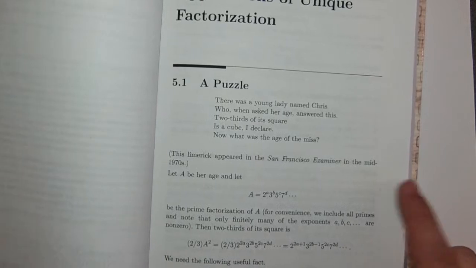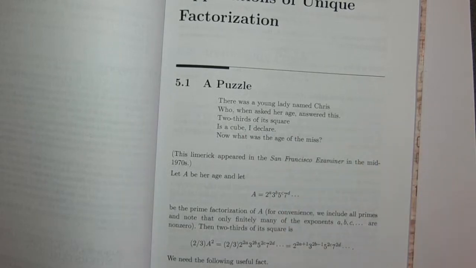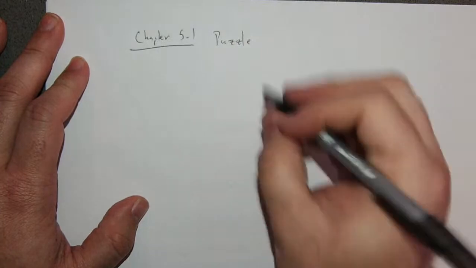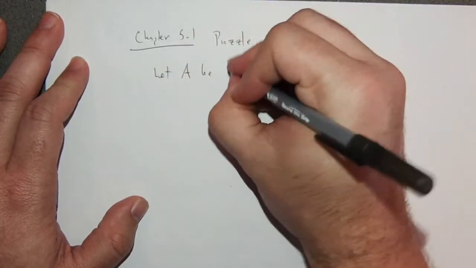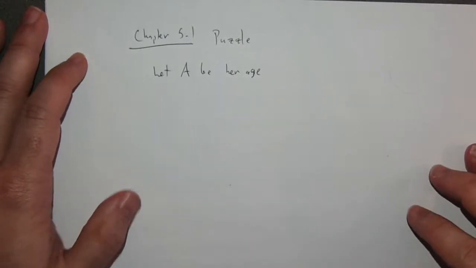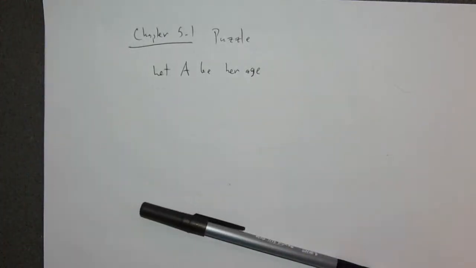So this is a limerick problem. So we're told, young lady, what is her age? 2/3 of its square is a cube. And that should be enough to tell us. So you'll see why the word young matters here in a second. So this is chapter 5.1, puzzle. So let A be her age. These problems stated as age problems are a classic in number theory. Even Diophantine equations are named after Diophantus, and supposedly on his tombstone had a riddle about his age that I might assign you as homework.